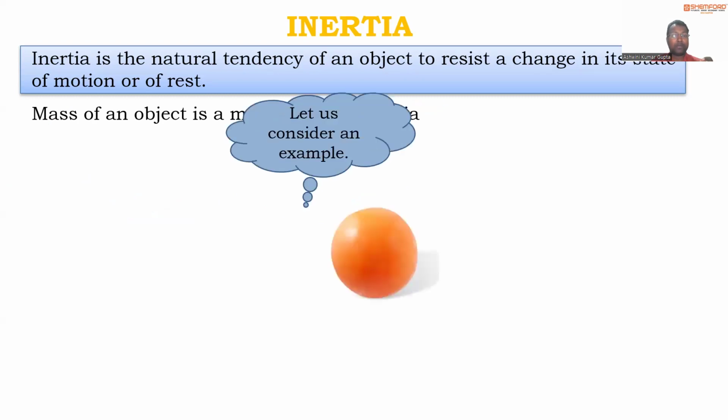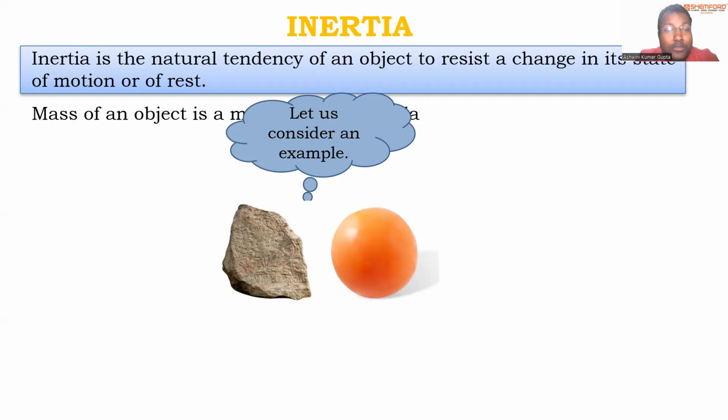If we are having these examples, where a stone is kept and a plastic ball is there, which one will offer more inertia? You people told me yesterday that sir, the stone will offer more inertia. Why did we say this? Because the stone has more mass as compared to the plastic ball. So if a stone has more mass, it will offer more inertia, right?